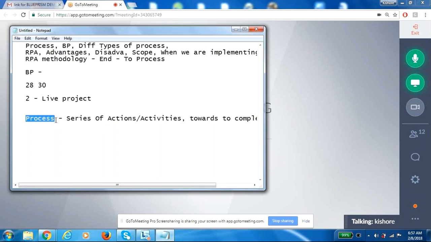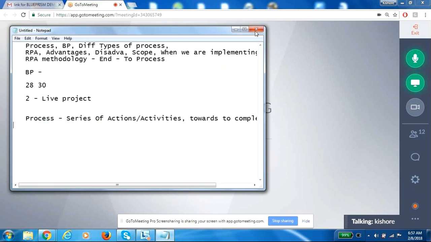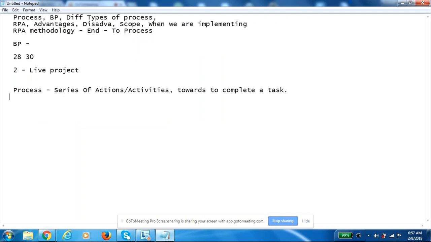So this process, we can implement it for general activities. Not only for general activities, we can implement this process for running a business as well. That process we call a business process. What is a business process? Can you give us some examples of business process? This is the first example.